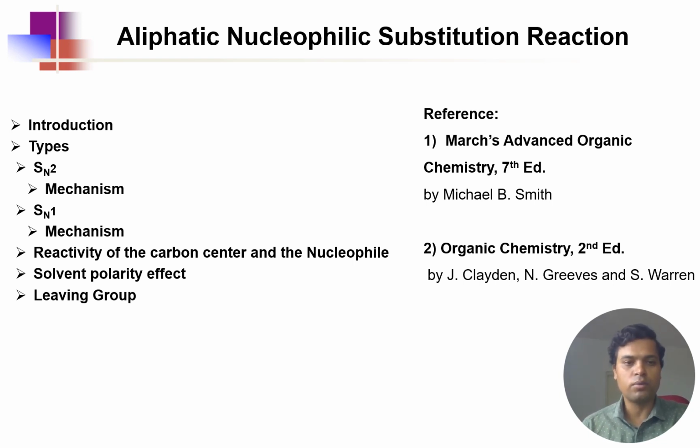Today we are going to talk about aliphatic nucleophilic substitution reaction. Throughout this discussion, I'll first introduce what a substitution reaction is. Then I will discuss different types of mechanism, for example, SN2 and SN1. Then I'll talk about the reactivity of the different carbon centers and nucleophile, followed by the solvent polarity effect on the reaction rates. At the end, we'll be discussing the leaving group.